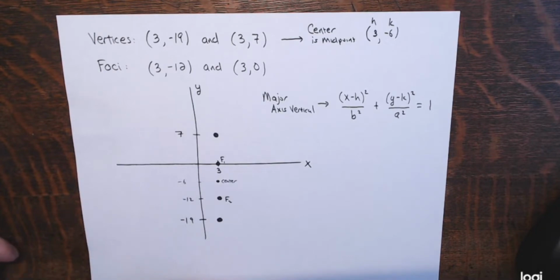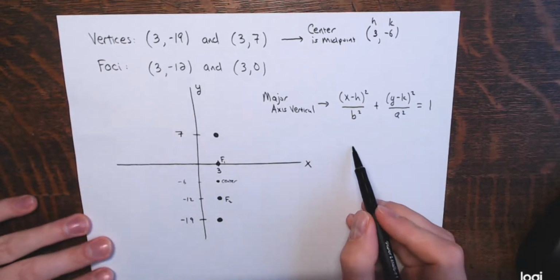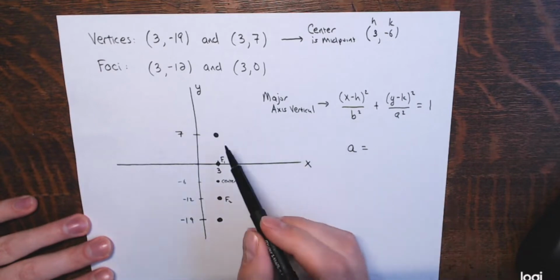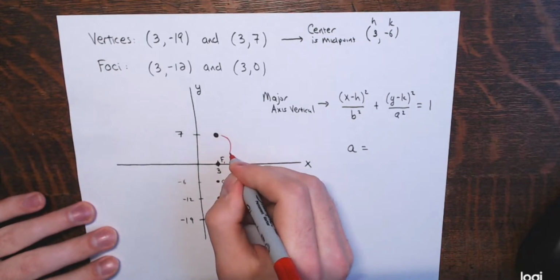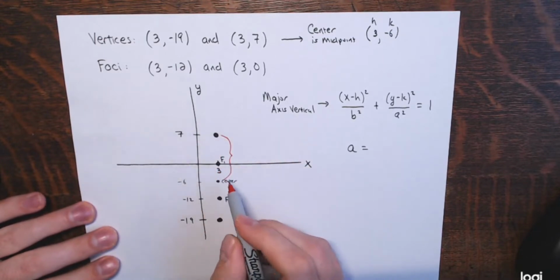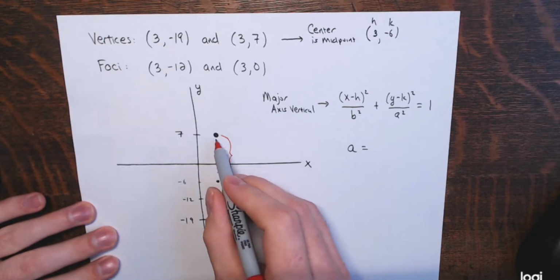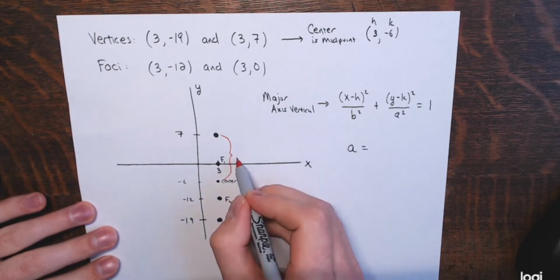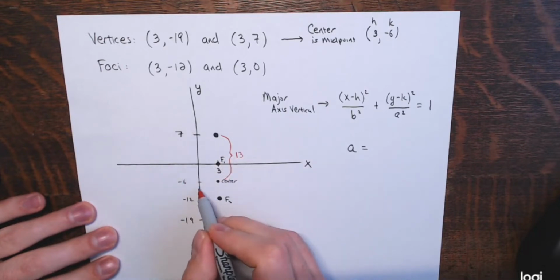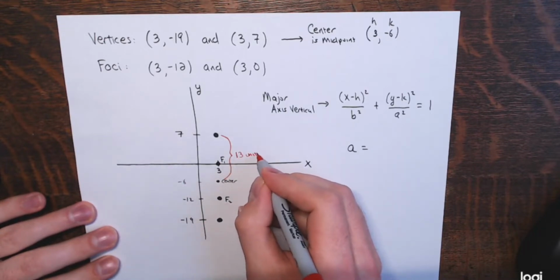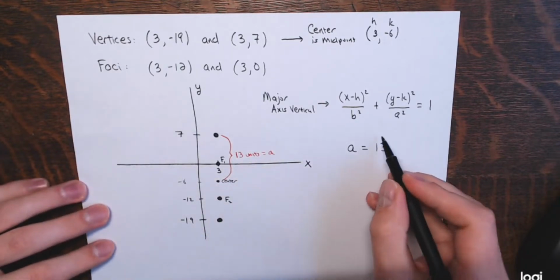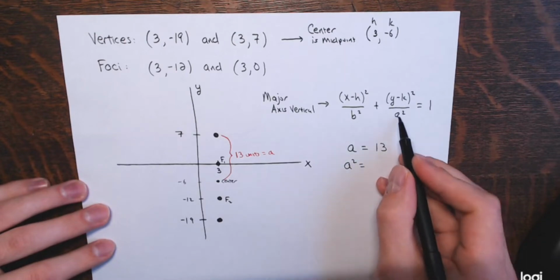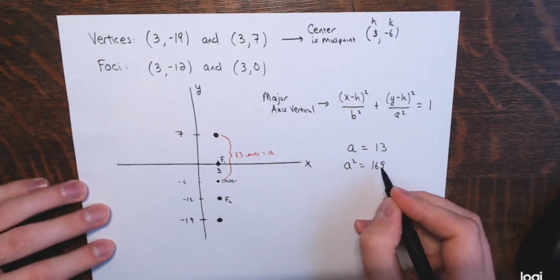Okay, now we can find little a easily enough. We know a vertex. Remember, little a is the distance from the center to a vertex. So that's 13 units, right? If you go from the center to this vertex or from the center to the other vertex, that's 13 units. From 7 to -6 or -6 to -19. So that's little a, 13, meaning that a squared, the denominator under the y term, is going to be 169, 13 squared.